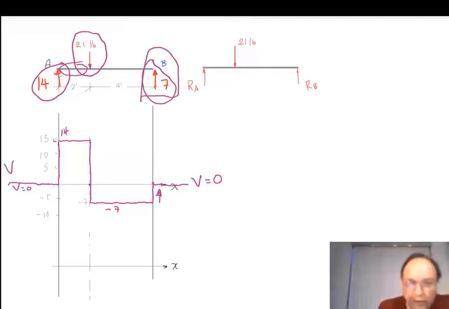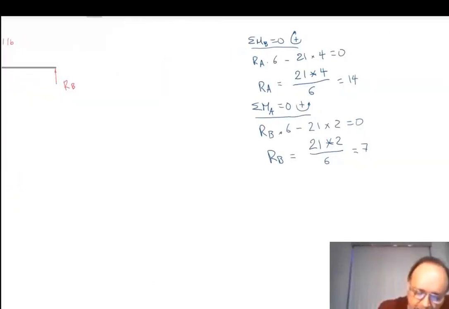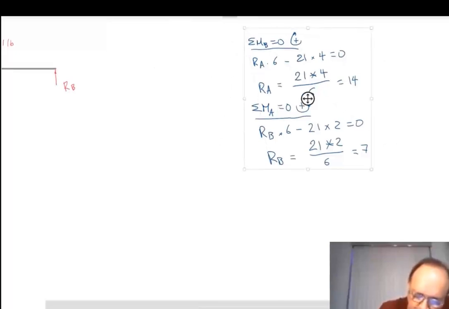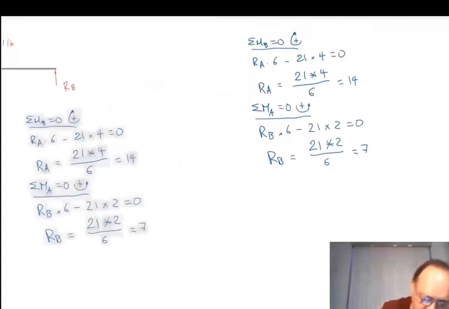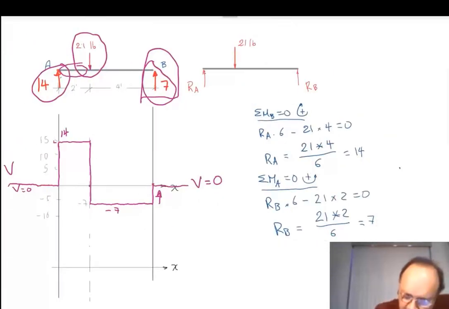Questions? No more questions. Professor, can you show us again the equations you did to find 14 and 7? Oh, that was the calculation of support reactions here. So that's just how you calculate the reactions.